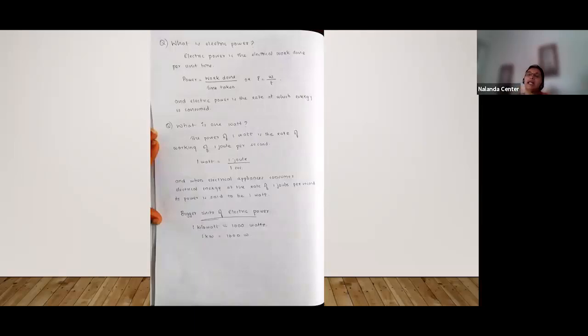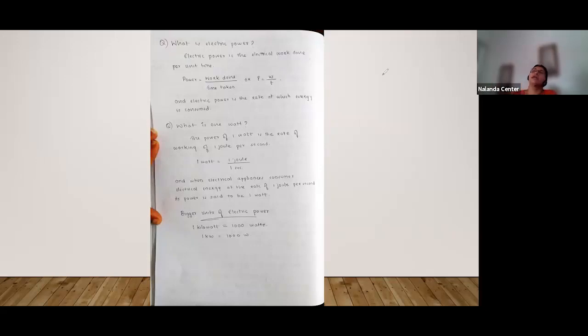Now, what is electric power? So let's continue. What is electric power? So electric power is the work done per unit time. Electric power is the electric work done.